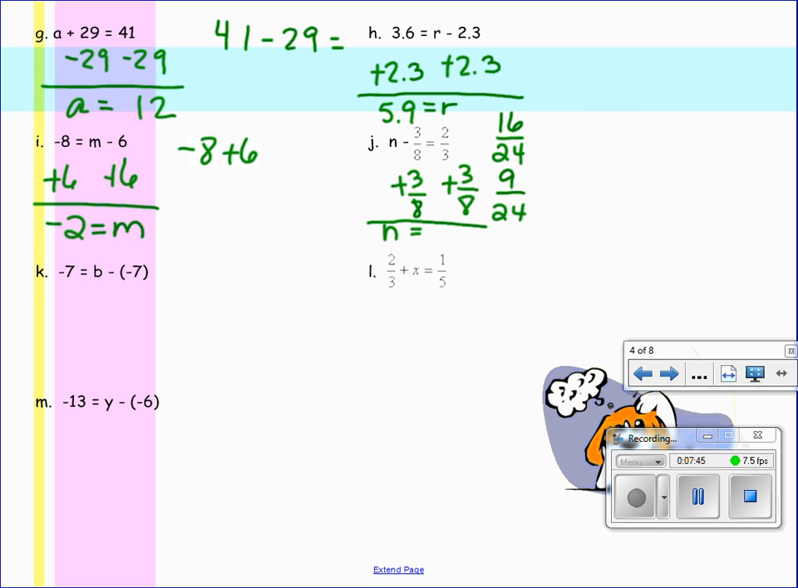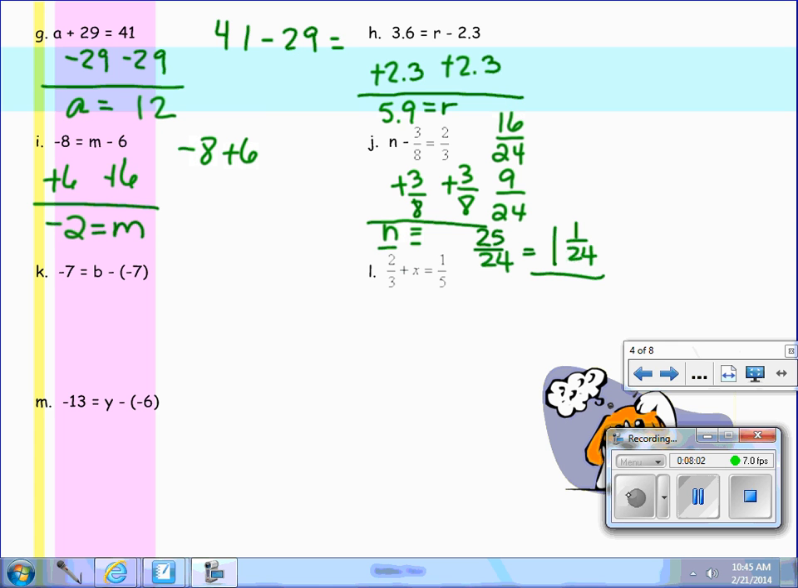Now I'm noticing I'm adding 16 plus 9 is going to be 25 over 24. That's going to equal 1 and 1 over 24. So N is equal to 1 and 1 over 24.